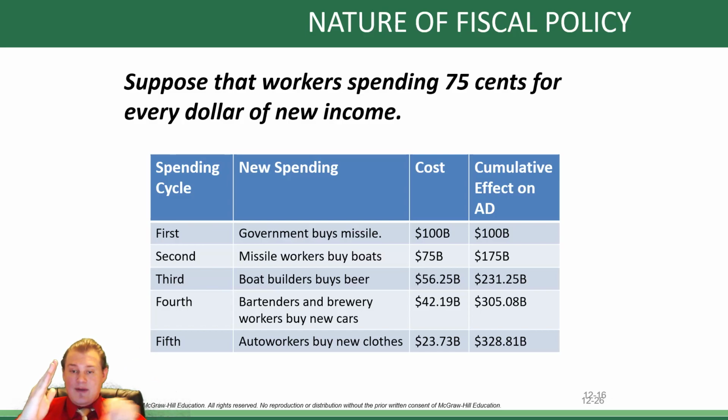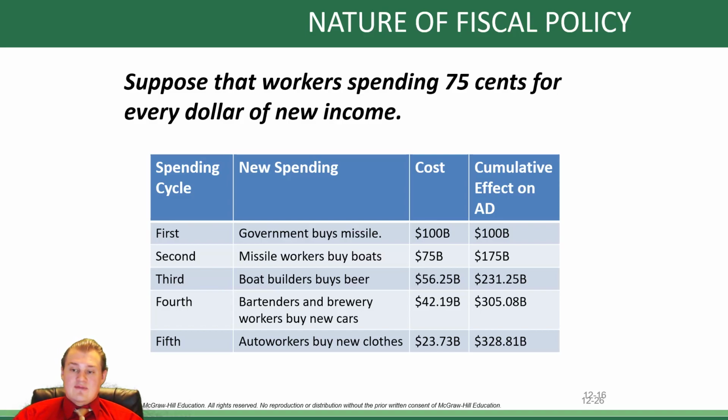And then the second time it goes around, workers buy boats. Well, that'll shift the AD curve another 75 billion. Then the third time it goes around, boat builders buy beer. Okay, that's 56.25 billion. So that shifts out more. And on the right side, you're going to see the cumulative effect. So we go from 100 to 175 to 231 to 305 to 328. How far will that cumulative go to? Well, it's going to max out at around 400 billion.